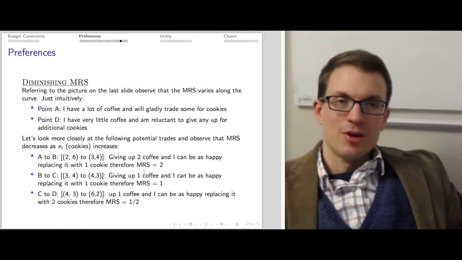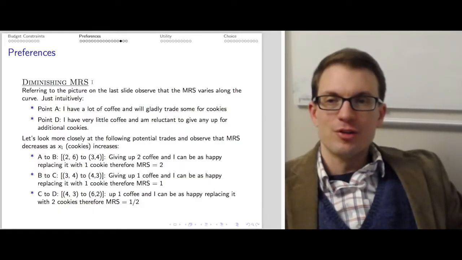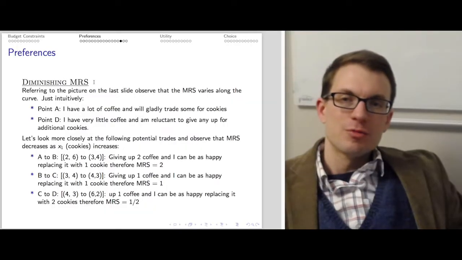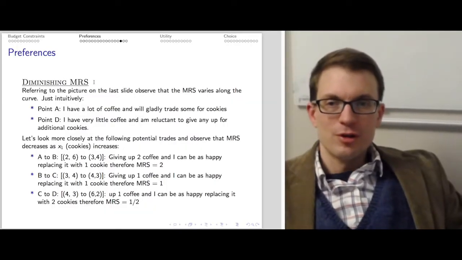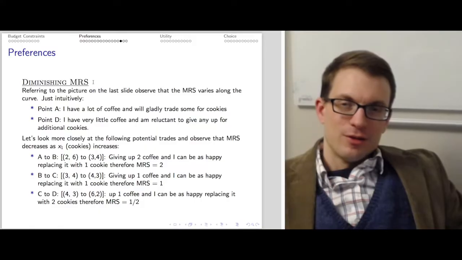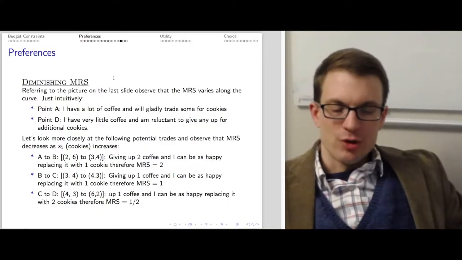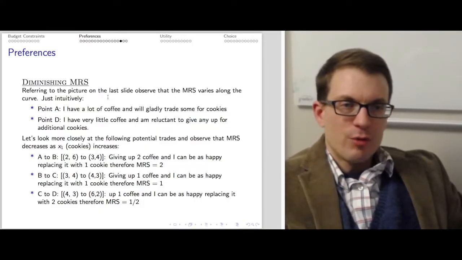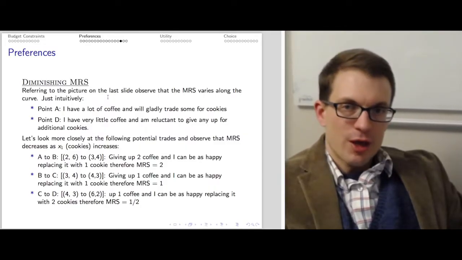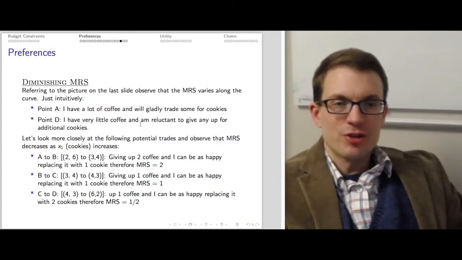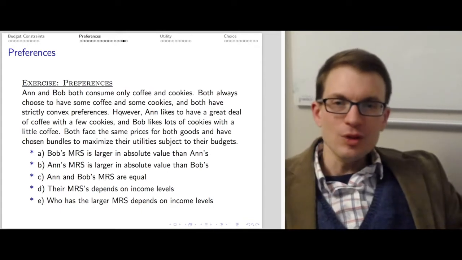What's the important concept? Well, if you have convex preferences, if you have well-behaved preferences, you have this property of diminishing marginal rate of substitution. So basically, the rate at which I'm willing to trade one for the other changes based on how much my current consumption is. Okay, so here's an exercise.